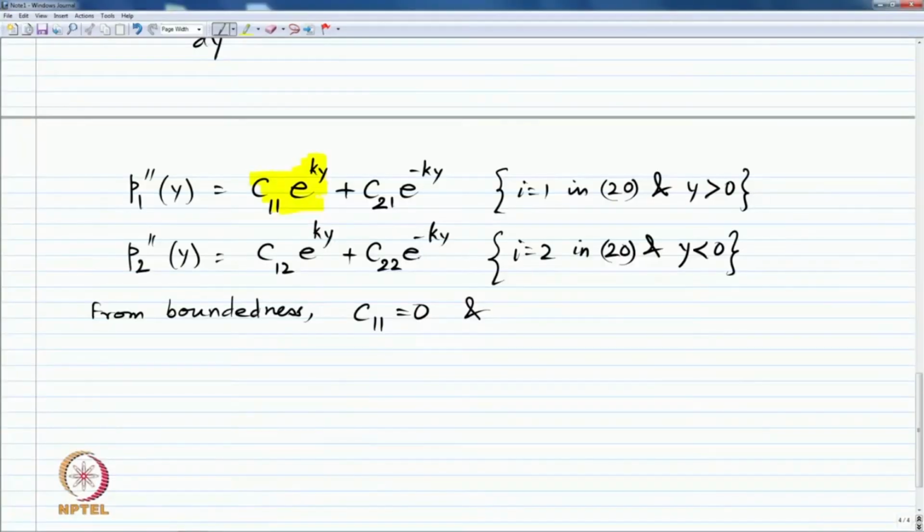As y becomes an increasingly negative number, e power ky is bounded, but that is not the case with e power minus ky. E power minus ky now becomes unbounded. So, therefore, in order for the whole static pressure to remain bounded, C22 must be equal to 0.